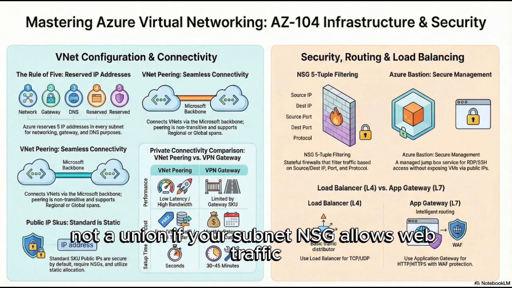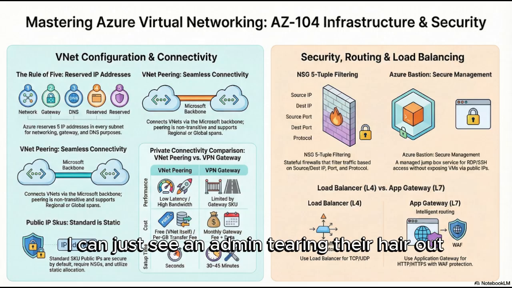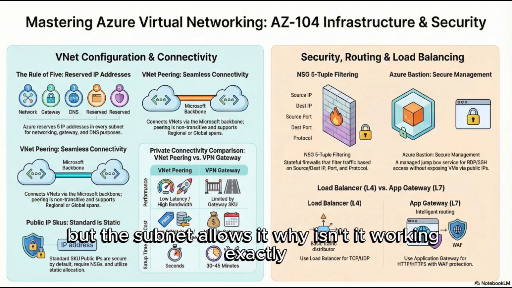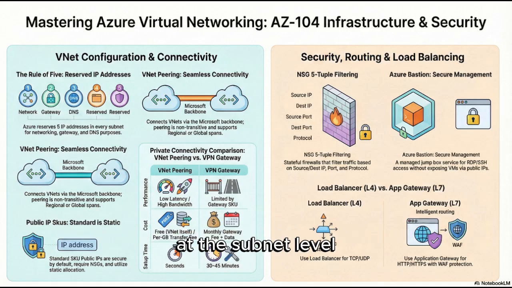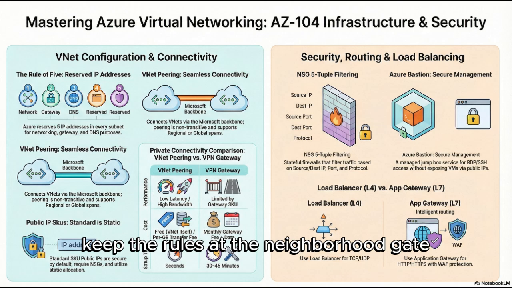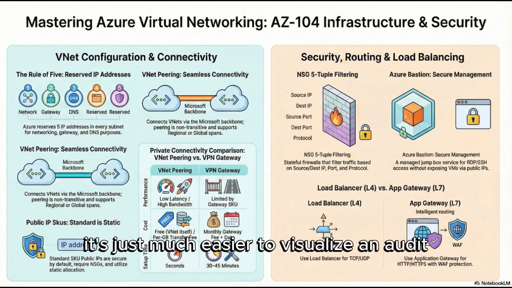If your subnet NSG allows web traffic, but the NIC NSG blocks it, the traffic is blocked. I can just see an admin tearing their hair out. But the subnet allows it. Why isn't it working? Exactly. That's why the general recommendation is to apply NSGs at the subnet level. Keep the rules at the neighborhood gate rather than trying to police every single front door. It's just much easier to visualize and audit.